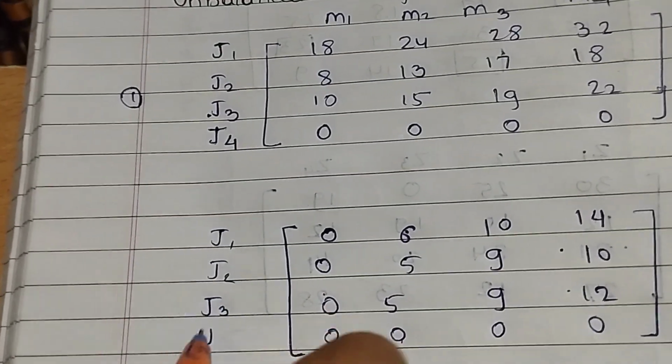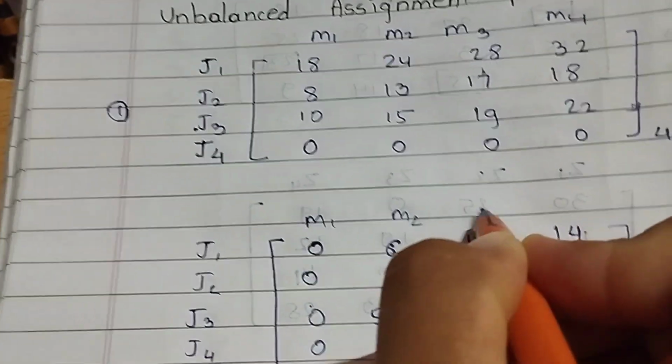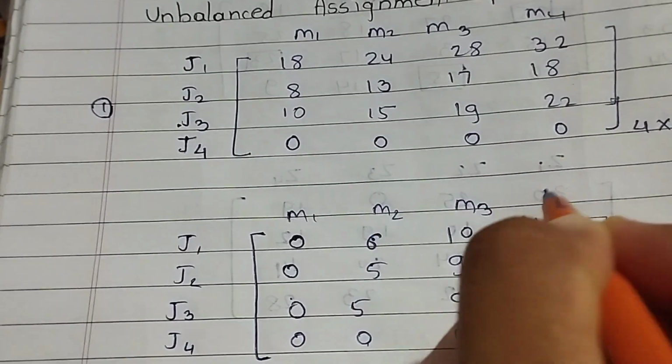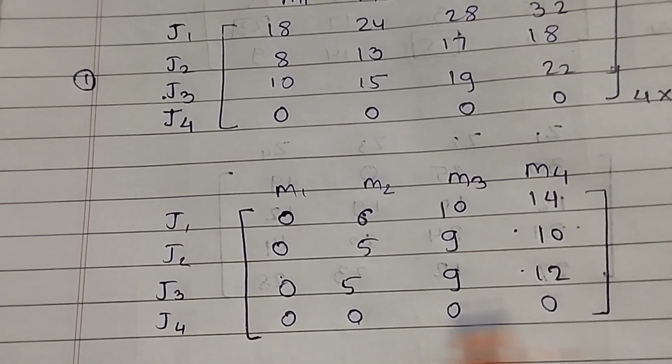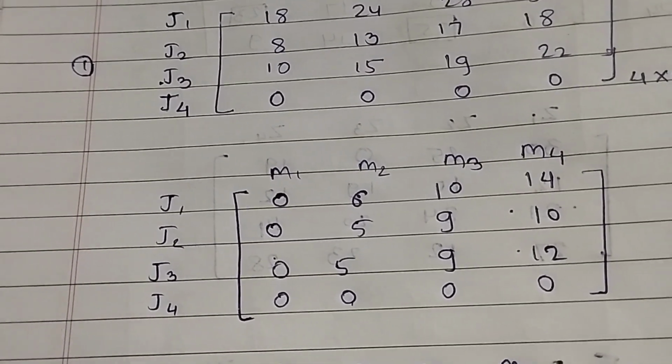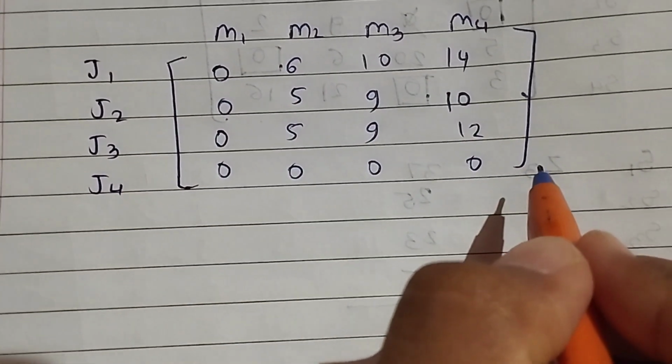These are the jobs, and these are the machines. So our reduced matrix after the column operation is the same as after the row operations. So this is our reduced matrix.